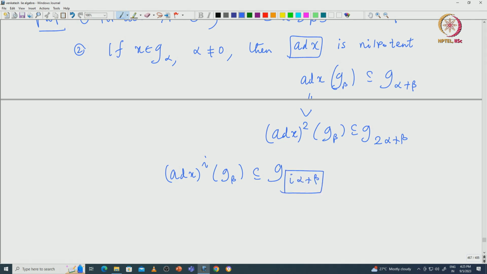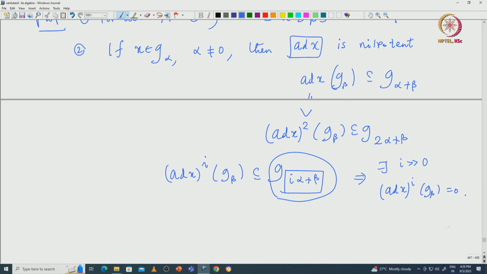But there are only finitely many i for which this g_{i alpha plus beta} can survive, because for various i, these i alpha plus beta are all distinct eigenforms, so the corresponding eigenvectors will be linearly independent. So they are all independent spaces. Since g is itself finite dimensional, there are only finitely many i such that g_{i alpha plus beta} can be non-zero. That will imply that for large i, ad x power i on g_beta must be 0.